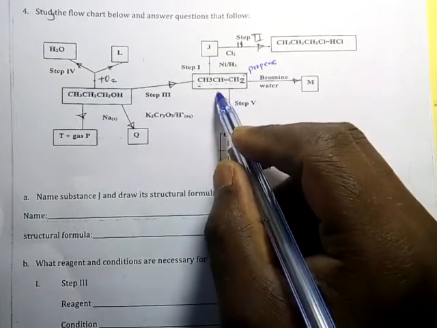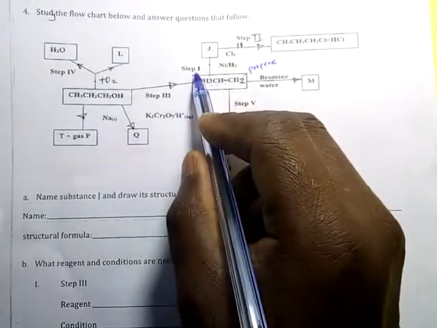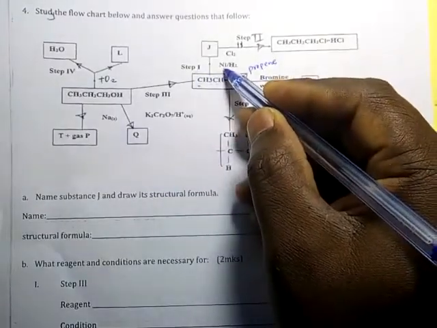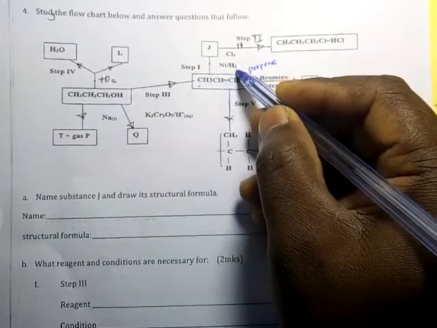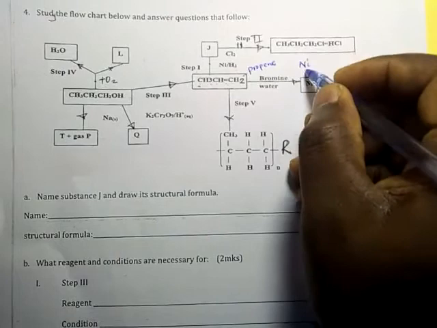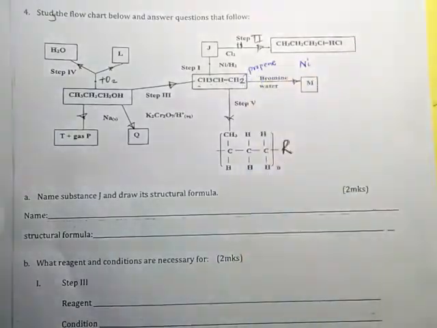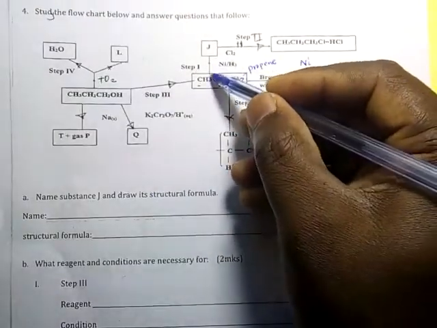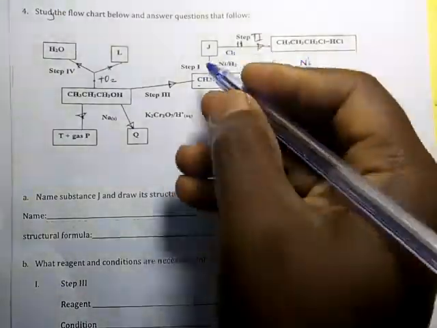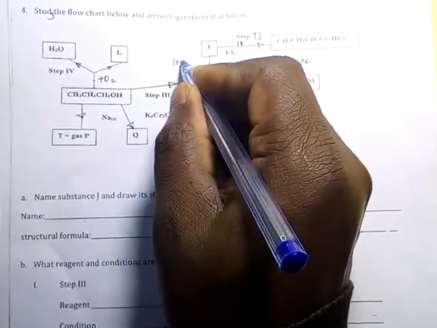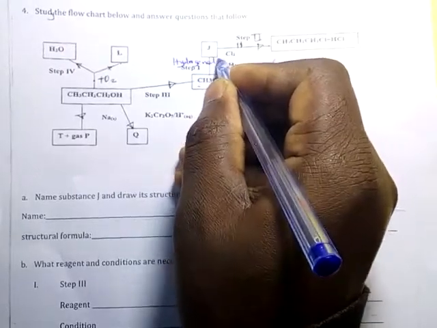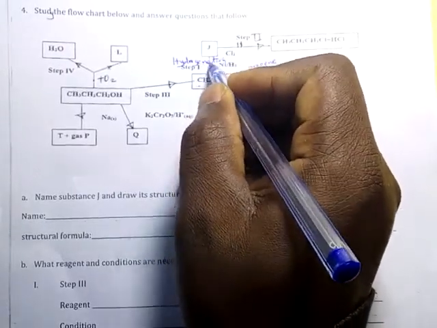After identifying that, we can go to step 1. In step 1, they are adding hydrogen and then a nickel catalyst. The nickel catalyst is represented by Ni. Ni stands for the nickel catalyst. So the process here is hydrogenation. Hydrogenation simply means addition of hydrogen.